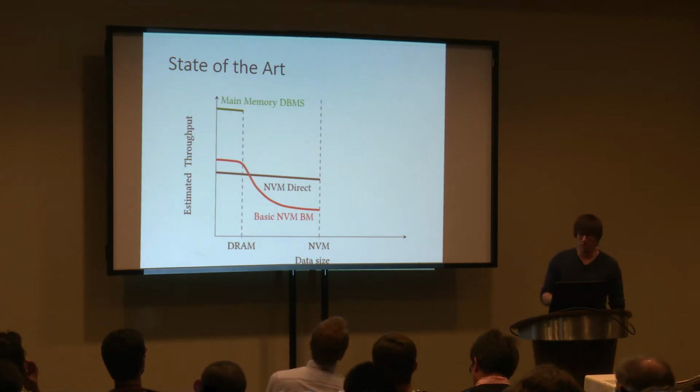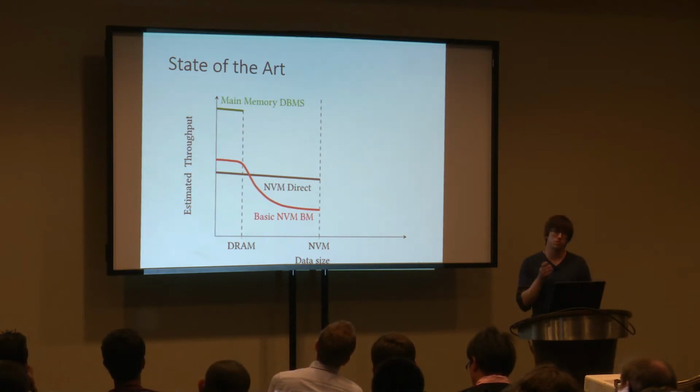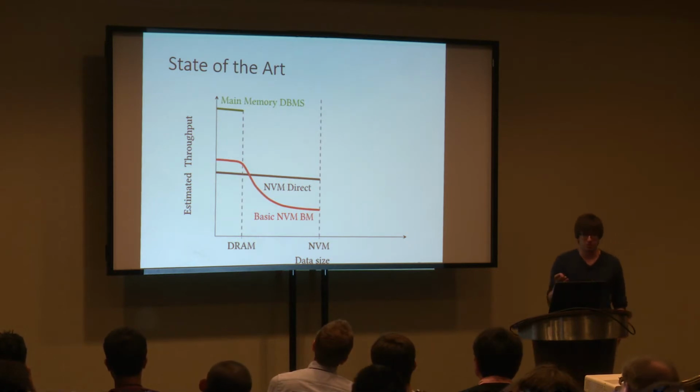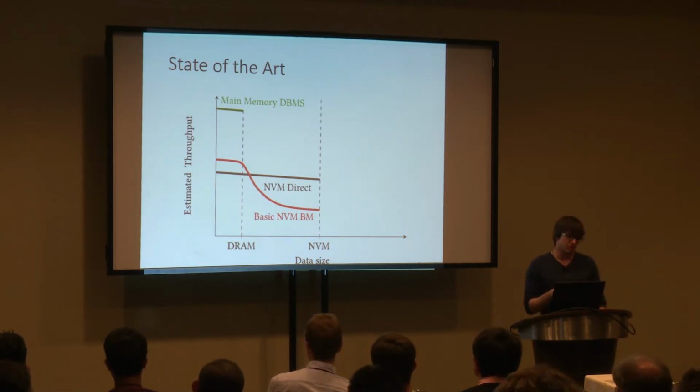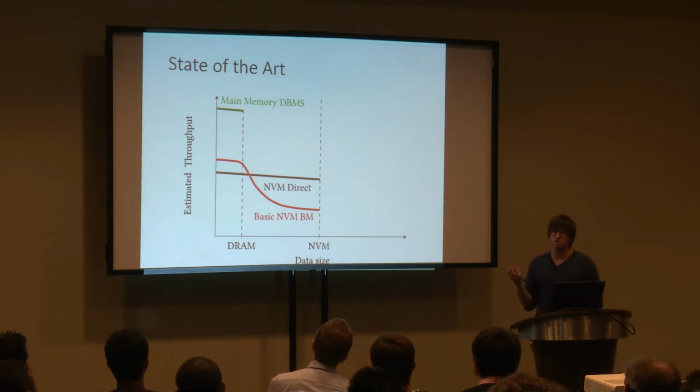Then we have, with a similar kind of behavior, these NVM direct systems. So these have the same problem as soon as our data size hits the size of non-volatile memory. They can't run anymore. We're done. And what you also see, there's no difference whether the data fits into DRAM or in non-volatile memory, because these systems don't really make good use of DRAM.